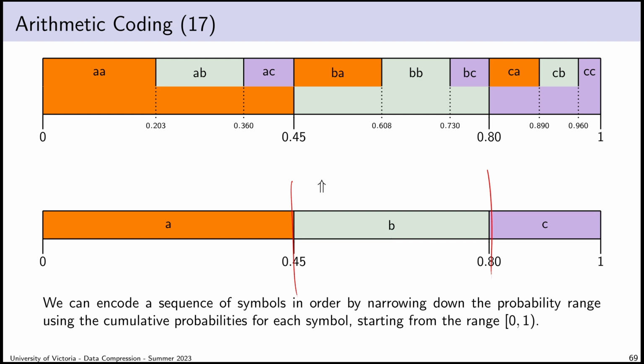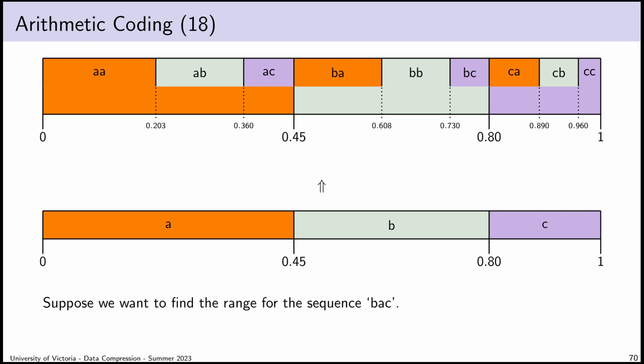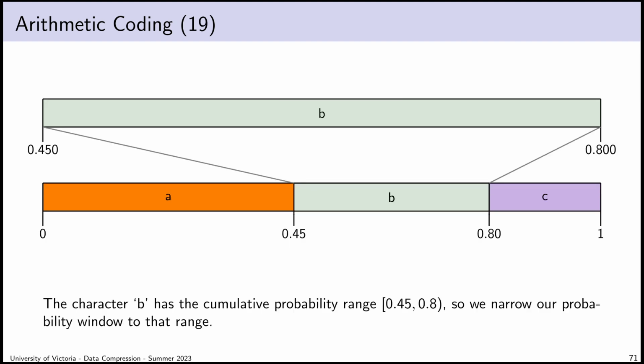So if I want to encode a message beginning with BA, well, then I know that B goes from 0.45 to 0.8, and I subdivide B into the BA, BB, and BC sections, and then I zoom in further as I go. So I'll demonstrate how that works with the actual numbers versus just looking at the diagram. Suppose I want the range for BAC. Well, the first character is B, so I zoom in on the range 0.45 to 0.8. Now anything I encode will definitely be between 0.45 and 0.8.